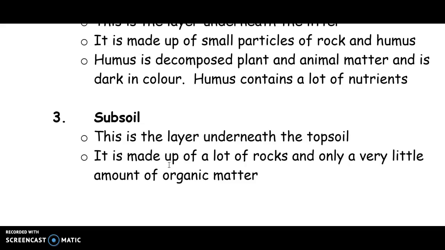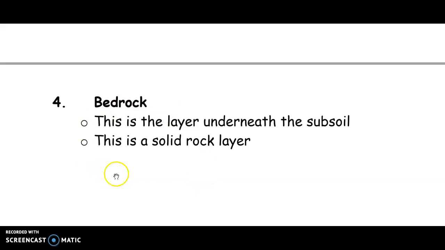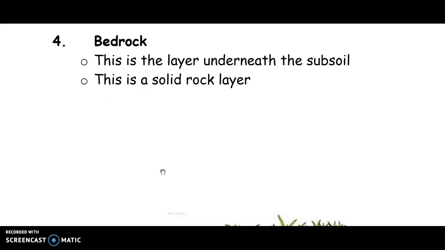Okay, it's more rocky. Then, of course, if you eventually hit a point where you have a solid rock layer, this is called bedrock. So this is underneath the subsoil. So there is no nutrients pretty much whatsoever. We call it a component of soil, but really it's just literally a rock.